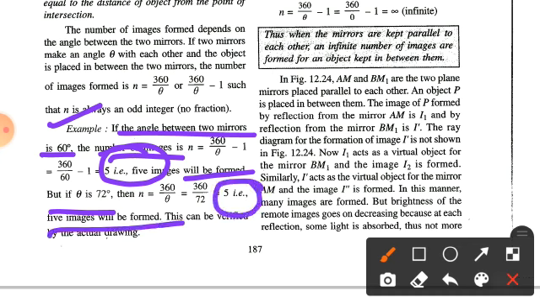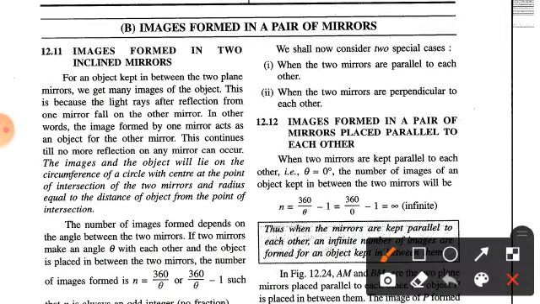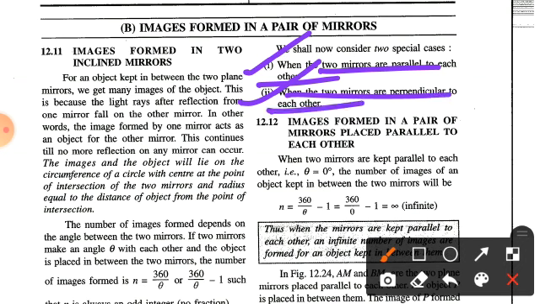So this can be verified by the actual drawing. You can see here. We shall now consider two special cases. The first one, when the two mirrors are parallel to each other. The second one, when the two mirrors are perpendicular to each other.